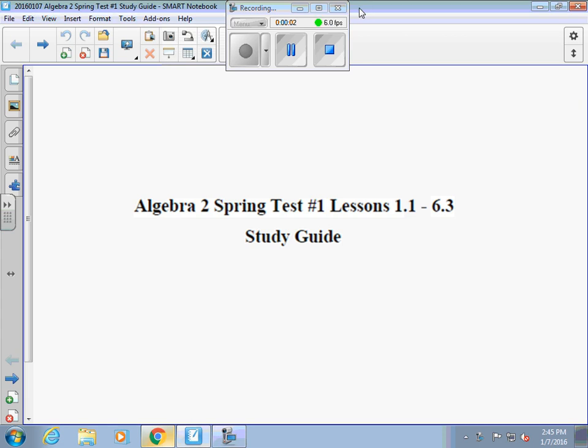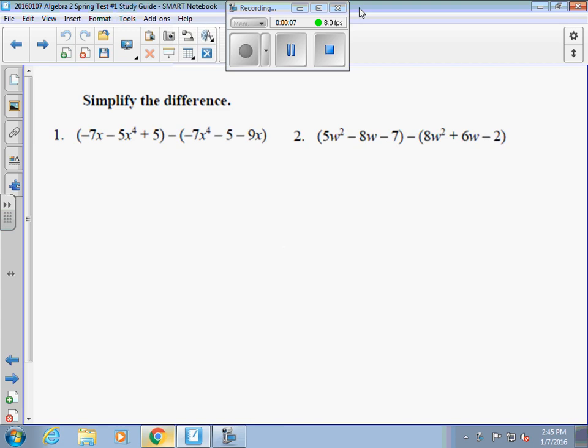This is Algebra 2, spring test number 1. We got through lesson 6.3, where we're adding, subtracting, and multiplying polynomials. Number 1, simplifying the difference of these: negative 7x minus 5x to the fourth plus 5 minus a negative 7x to the fourth minus 5 minus 9x.